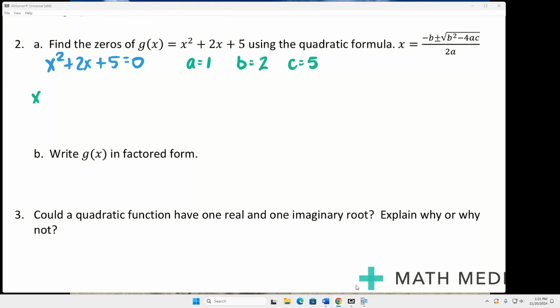All right, so x equals the opposite of b, so that's going to be negative 2, plus or minus the square root of b squared. So what's 2 squared? 4, minus 4a, 4 times a, which is 1, times c, which is 5, all divided by 2a, which is 1.